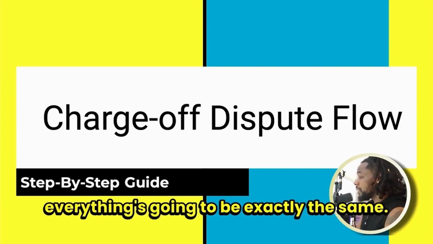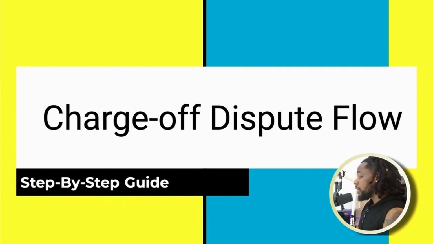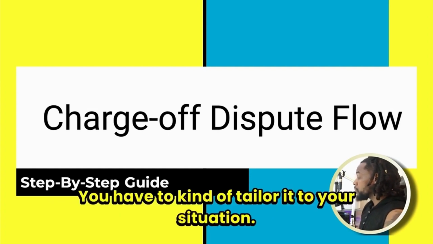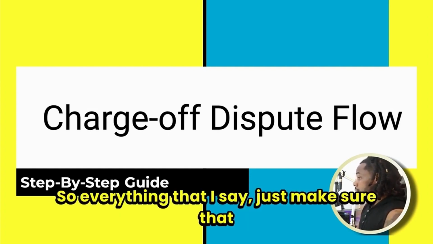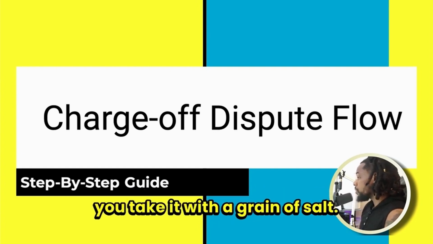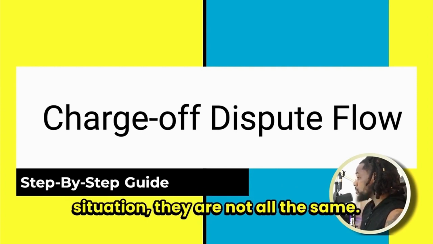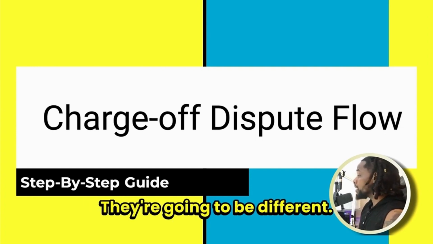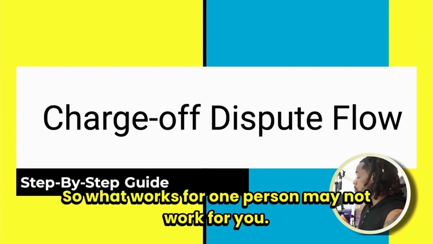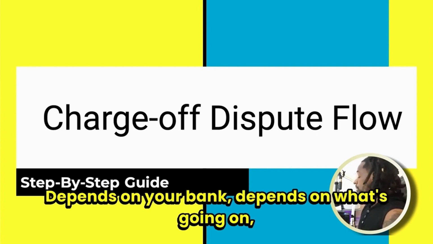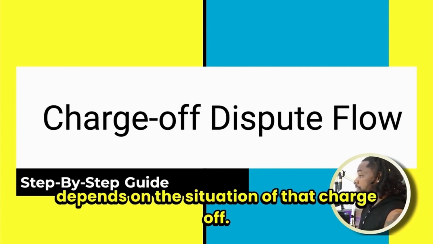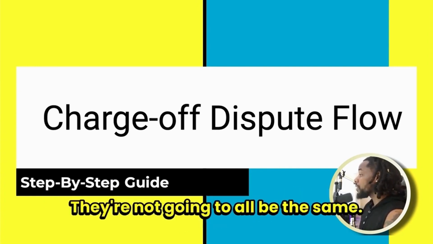Like everything's going to be exactly the same. You have to kind of tailor it to your situation. So everything that I say, just make sure that you take it with a grain of salt, because charge offs and credit reports in this situation, they are not all the same. They're going to be different. So what works for one person may not work for you. Depends on your bank, depends on what's going on, depends on the situation of that charge off. They're not going to all be the same.